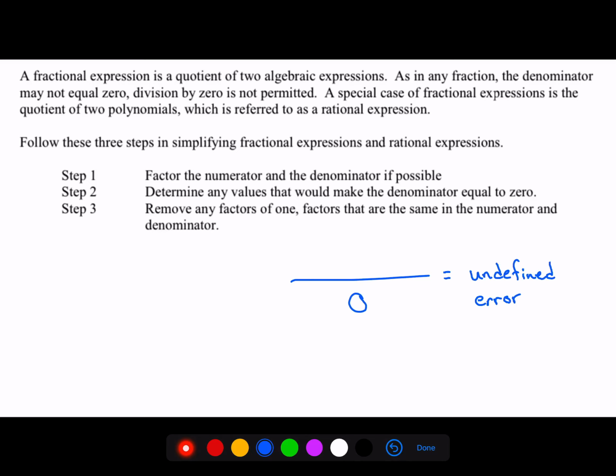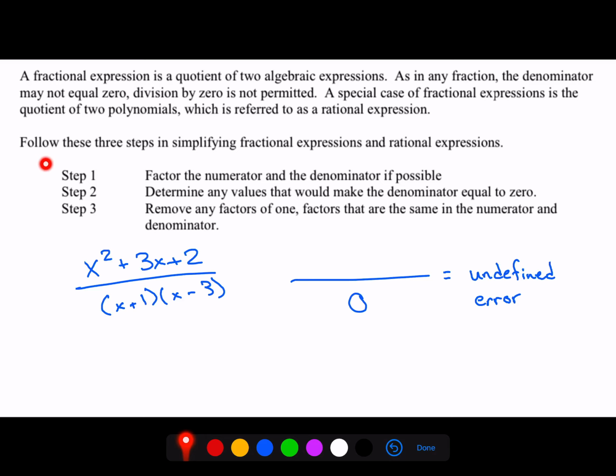A special case of fractional expressions is the quotient of two polynomials. So if I have a polynomial, x squared plus 3x plus 2, and I'm dividing by x plus 1 times x minus 3, that's what we're dealing with here. So this is the quotient of two polynomials. This is referred to as a rational expression. So again, quotient of two polynomials is the same as a rational expression.